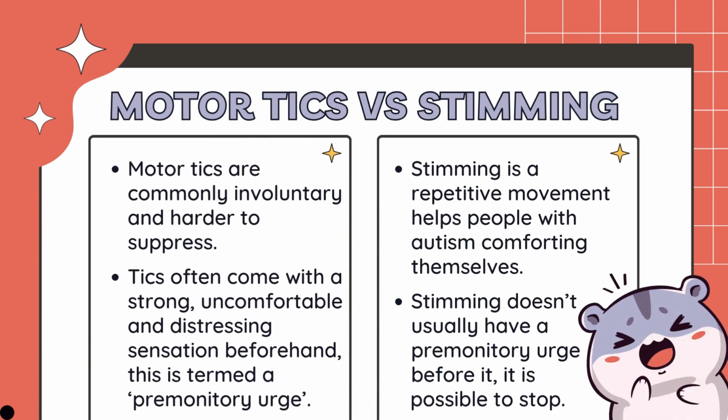Motor tics and stimming may look very similar, however, in reality, they are much different, as motor tics are commonly involuntary and harder to suppress, while stimming is a repetitive movement which helps people with autism to comfort themselves. And tics often come with a strong, uncomfortable, and distressing sensation beforehand, which is called a premonitory urge, while stimming doesn't usually have a premonitory urge beforehand, and it is possible to stop.